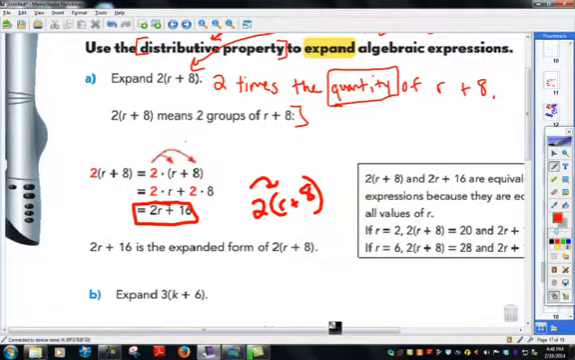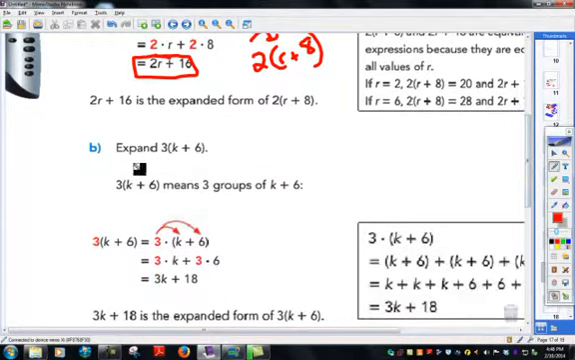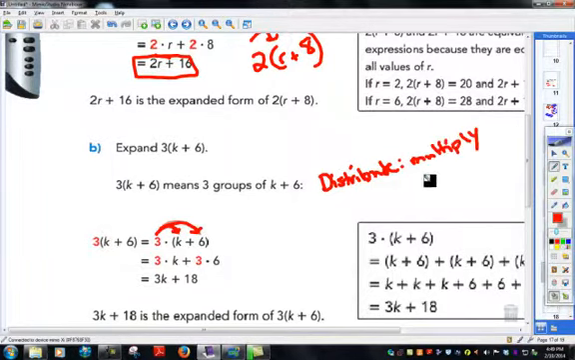Okay? Let's go down. Again, here this just means 3 groups, essentially, of k plus 6. That's what it means. 3 times k plus 6. 3 times the quantity k plus 6, or the sum of k plus 6. So you're going to take it and you're going to distribute it once again. You're just going to multiply it. When I say distribute, let's all write that. Distribute means to multiply by each term.